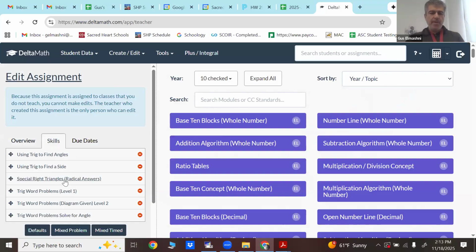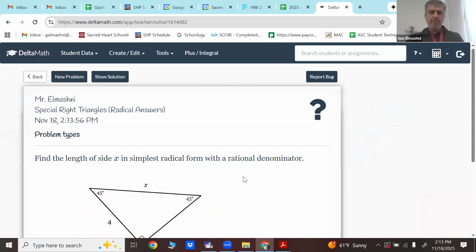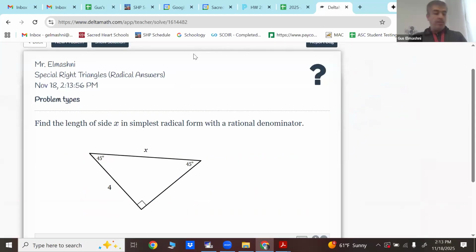So let's talk about special right triangles. Let me erase the board. So you're talking about this one again, this step off? Okay. So equilateral, you mean the 30-60-90? Or I'll click on the other one. What's that one called? Yeah, same one.